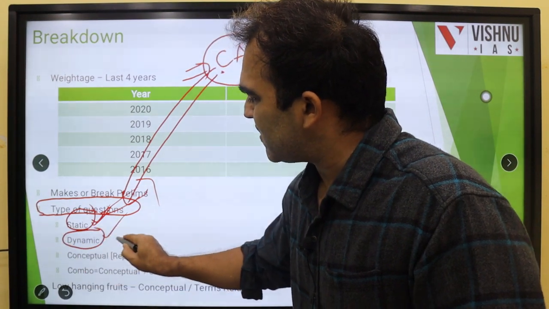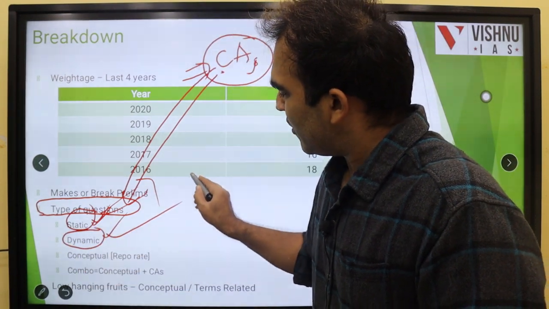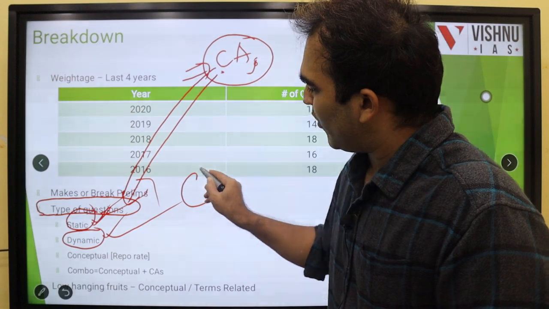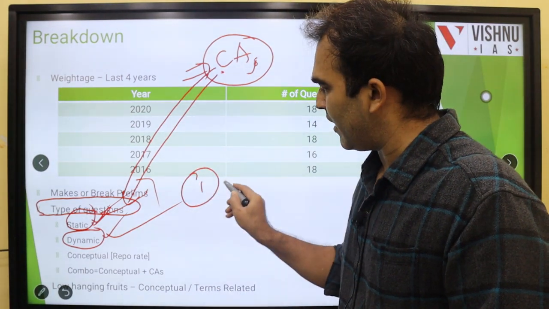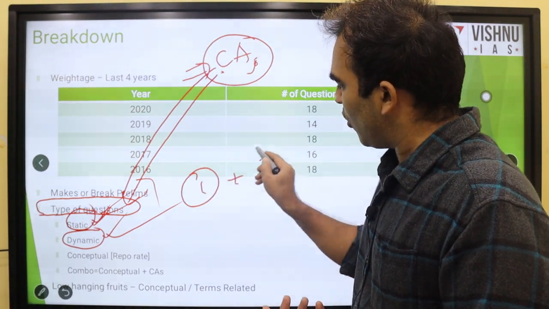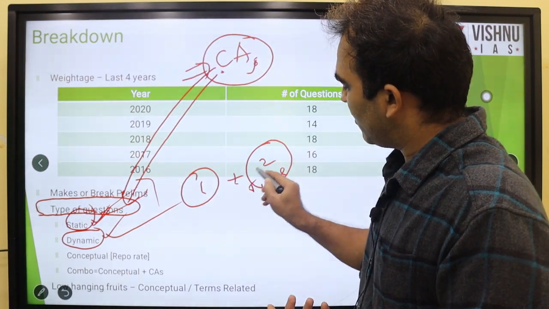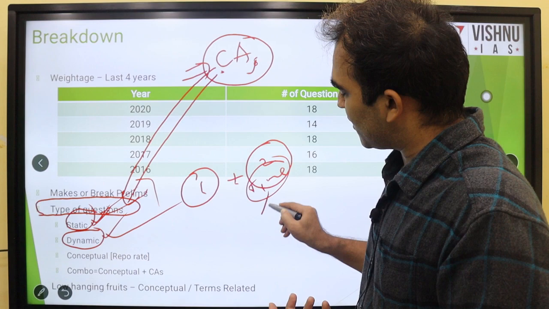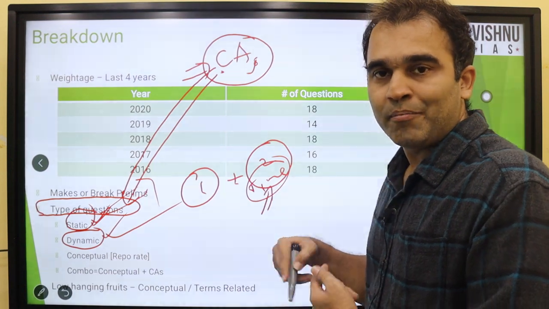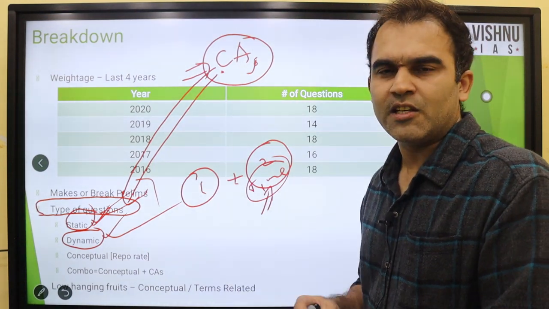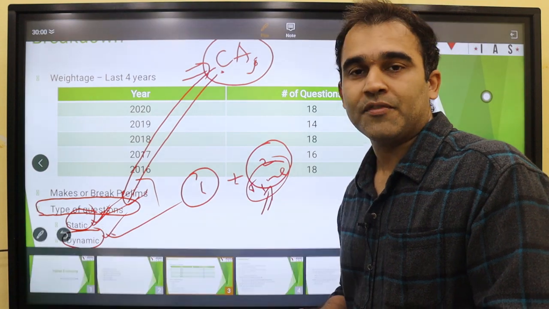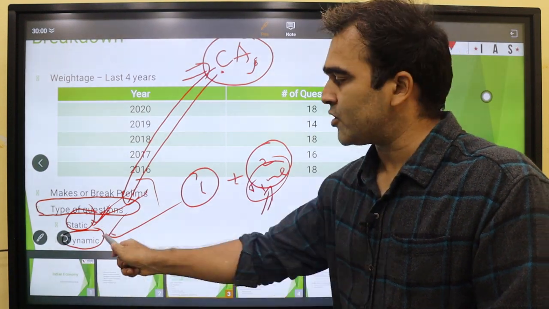Dynamic one is something which has happened very recently, number one, and which is also dependent upon time. Meaning, if you are looking at it from a time perspective, it may change. It will change, in fact. That's what the idea of a dynamic type of question is. Meaning the question remains the same.